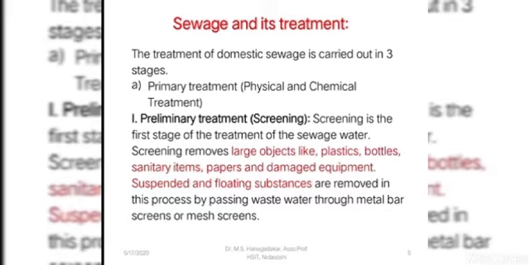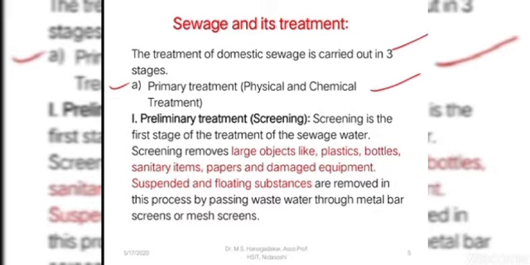Now let us discuss the sewage treatment process. The domestic sewage treatment process follows three important steps. The first one is primary treatment. The primary treatment is also called physical and chemical treatment. As per the impurities present in the wastewater, they may be in the form of physical impurities, dissolved chemicals, organic impurities or microbial impurities, etc.